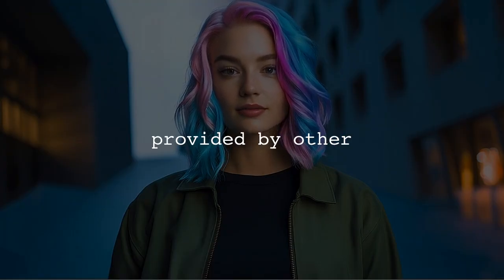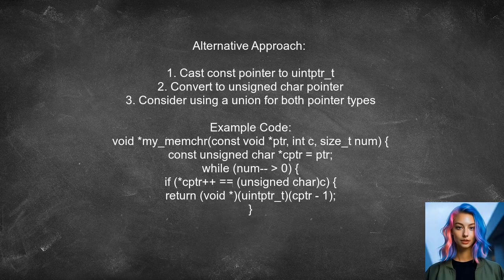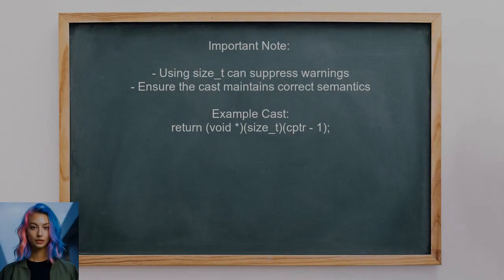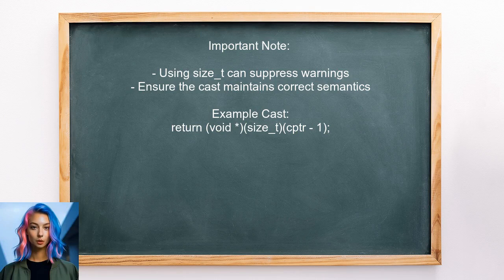Now let's look at the answers provided by other users. This user suggests an alternative approach for casting const to non-const in C. They note that some standard library functions, like memchr, require casting a const pointer to return a non-const pointer. If your compiler raises warnings, they recommend casting to uintptr_t before converting to an unsigned char pointer. Another option is to use a union with both pointer types. They also mention that using size_t for the cast can suppress compiler warnings, but it's important to ensure the cast does not change the semantics of the conversion.